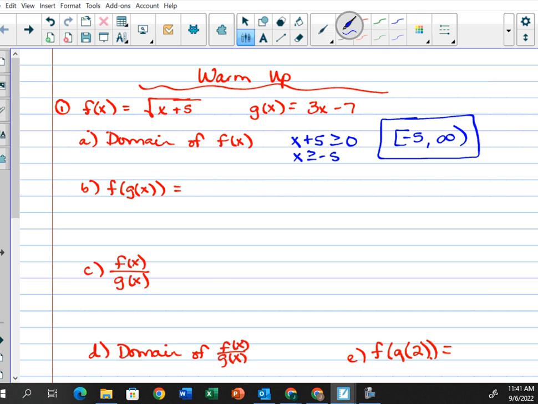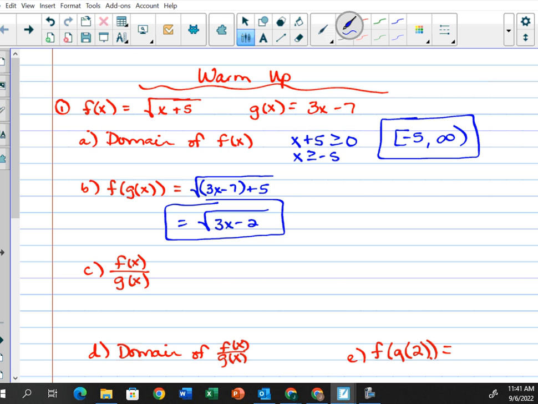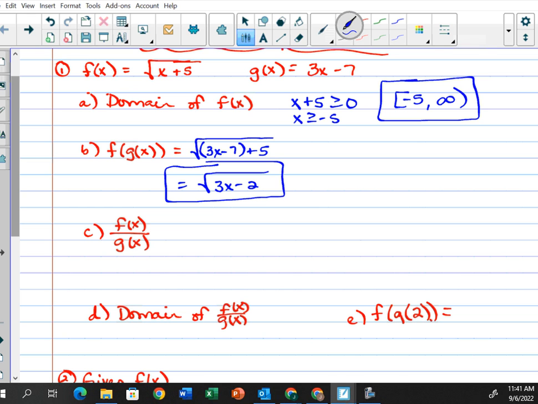All right. F of g of x. So you plug that 3x minus 7 in where there's an x over there. So the answer is the square root of 3x minus 2. That's it. Okay? Don't overthink that. Same thing with f of x over g of x. It's just the square root of x plus 5 over 3x minus 7. Okay? That one feels like, shouldn't I do more? But no, that's it.